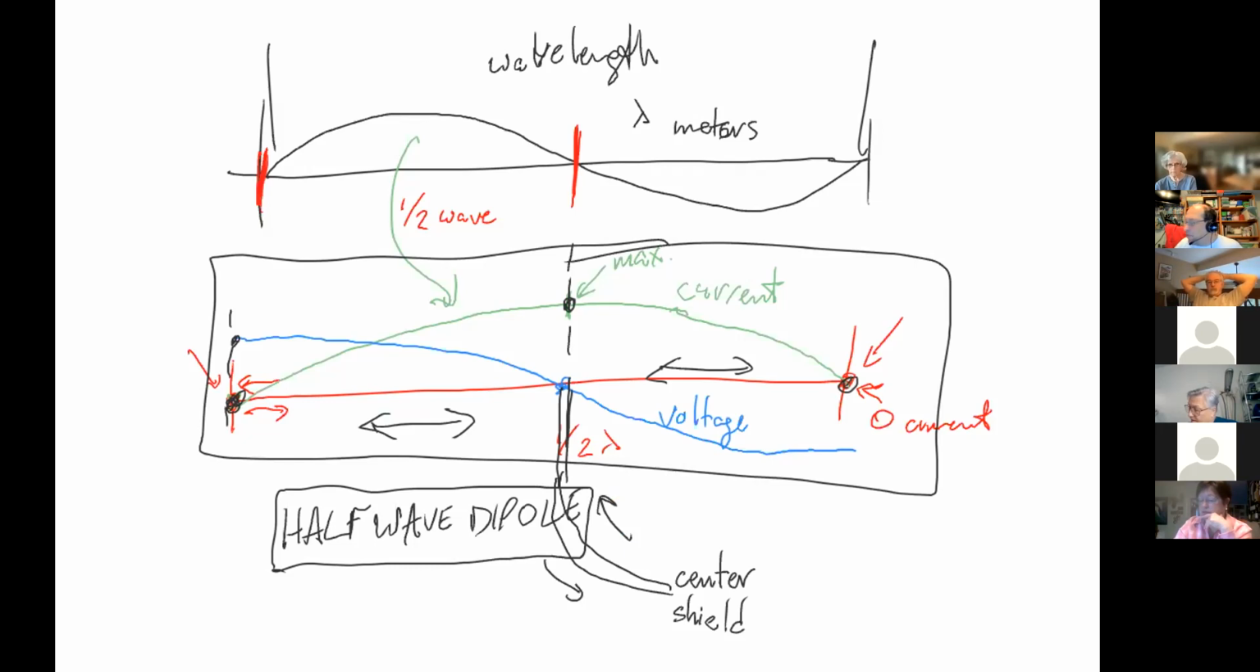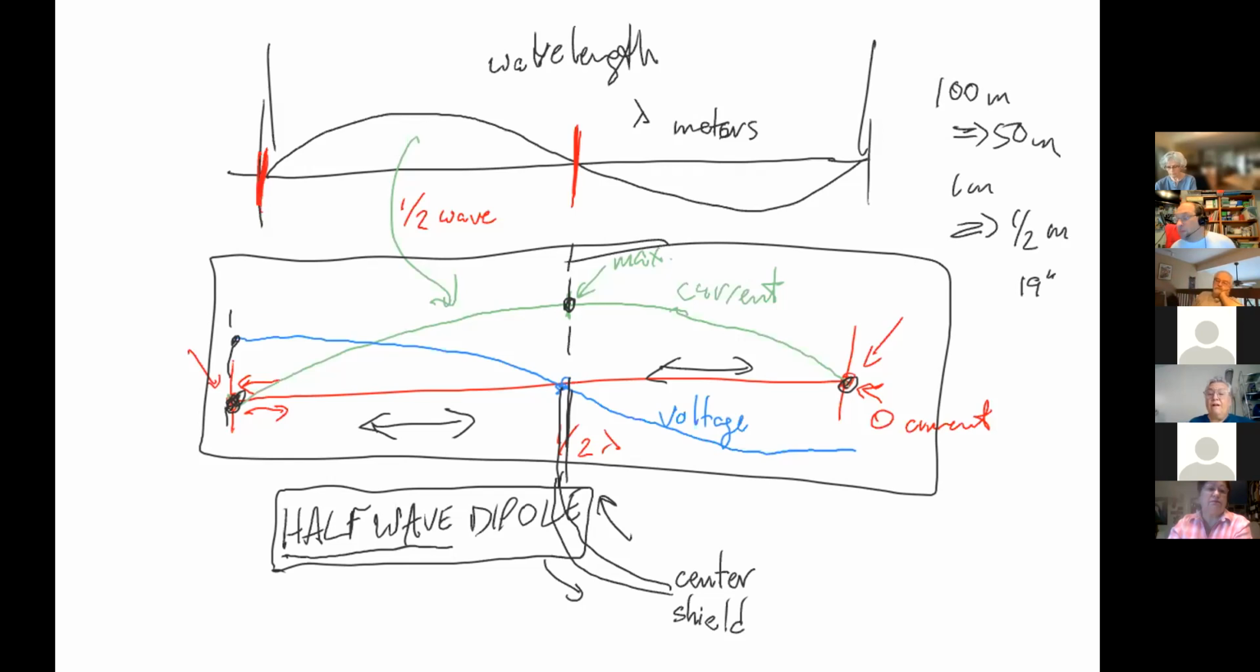And because it's a half wave dipole, how long is it? Half of a wave. Okay, so if your wave is 100 meters long, how long is that half wave dipole? 50 meters. If the wave is 1 meter long, how long is the antenna? Half of a meter, right? Which is about 19 inches.